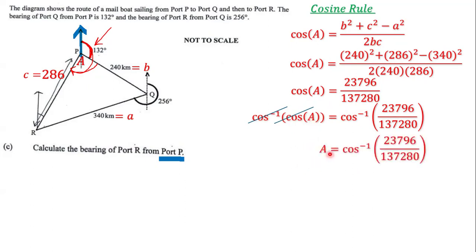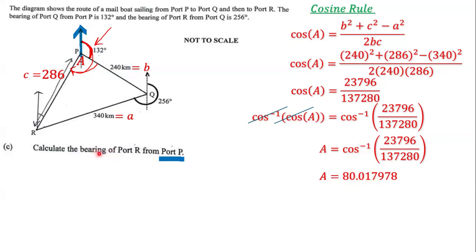And so we get that the angle A is equal to cosine inverse of 23,796 divided by 137,280. And the cosine inverse of this fraction is going to be equal to 80.017978. And so that is angle A. That's what angle A is.